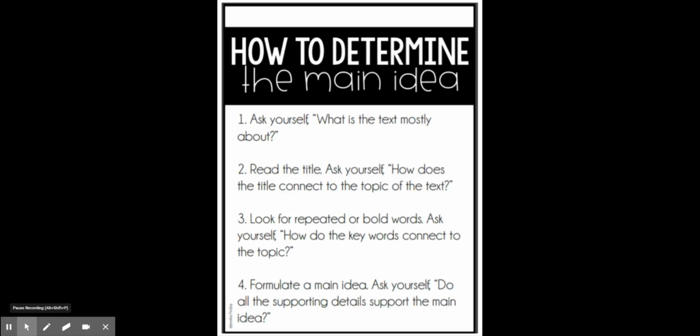Third, look for repeated or bold words. Ask yourself, how do these key words connect to the topic? After all, understanding the topic is one component of understanding the main idea. And then last, after you've read through an entire text, you'll really start to formulate your understanding of the main idea. And you'll have to evaluate, do all of the ideas help support that idea?